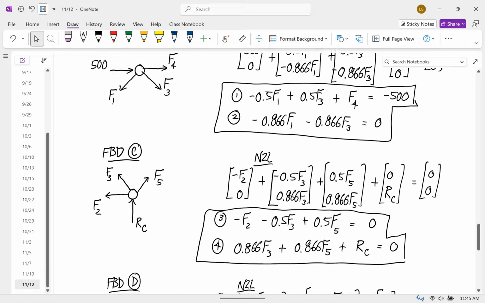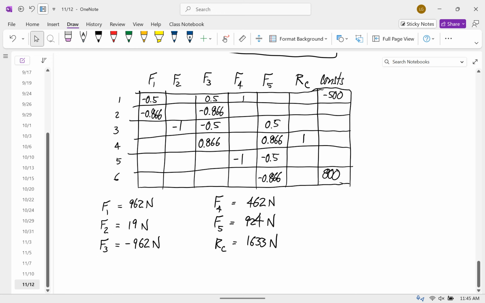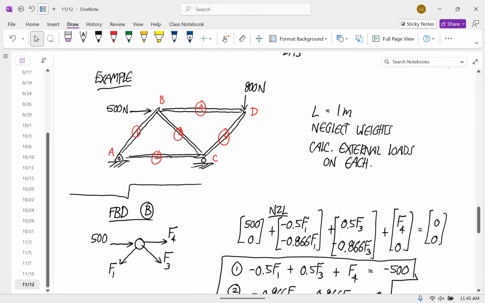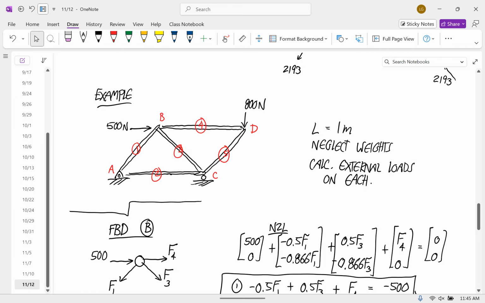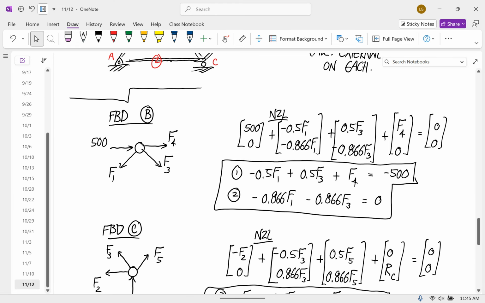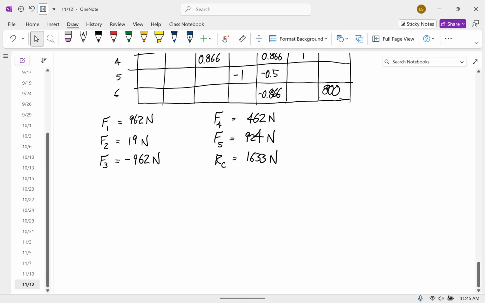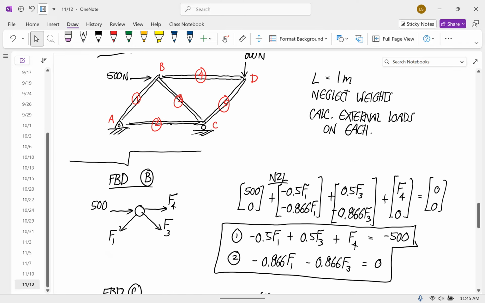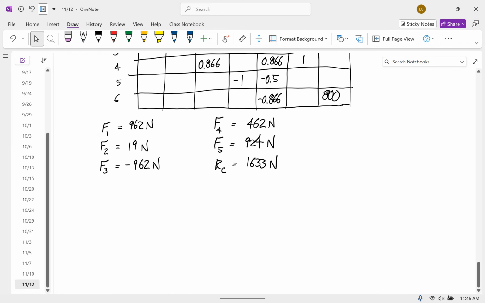And I don't think any of us could have looked at this and said that F1 is in the most tension and F3 is in the most compression. But that's how it works out. These are the external loads of each body? Yeah, so for the external loads, member 1 is like this, and it's in tension, so that's just 962, 962.